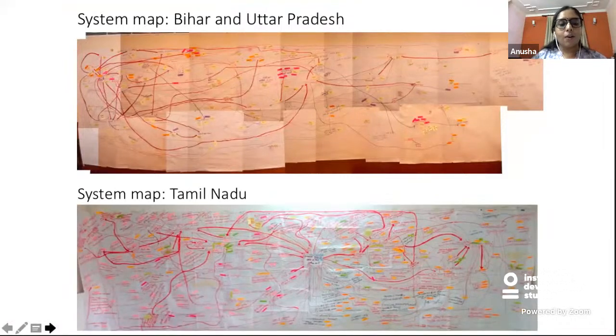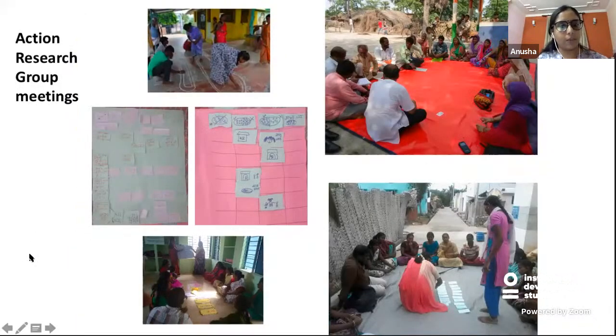So while this looks a little bit overwhelming, for the people who were part of generating the system map, it was something that evolved through this 3-day workshop, and it also helped in generating a lot of insights to design the action research as well as the participatory prevalence tools that we did.